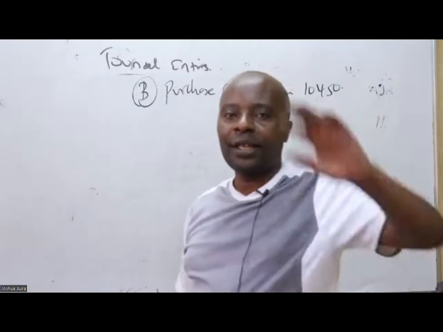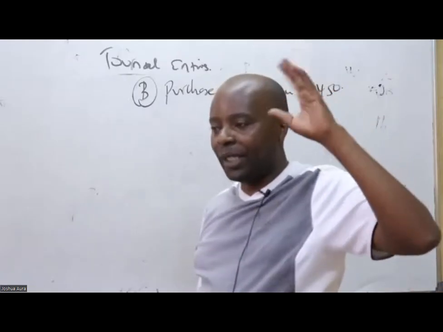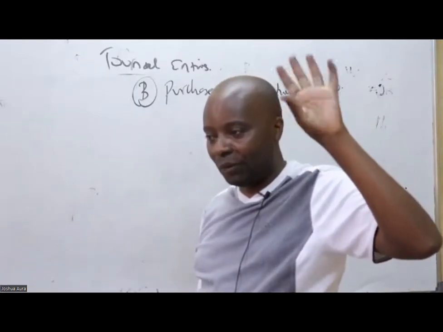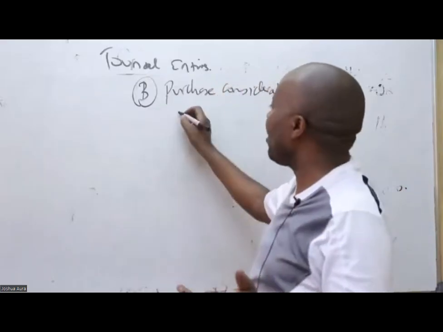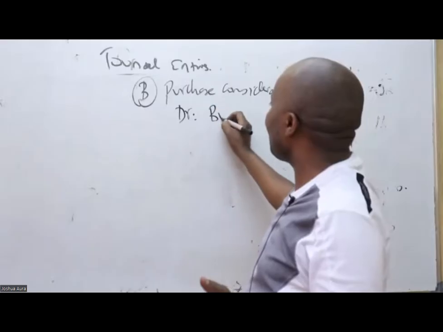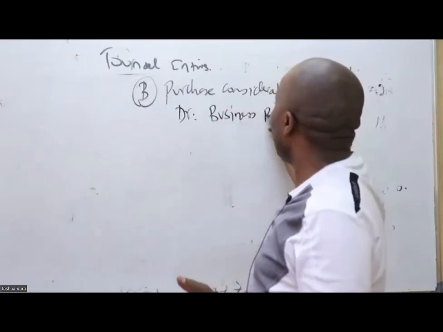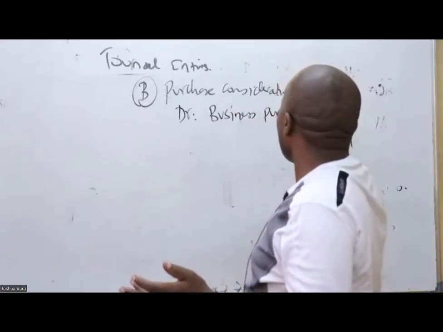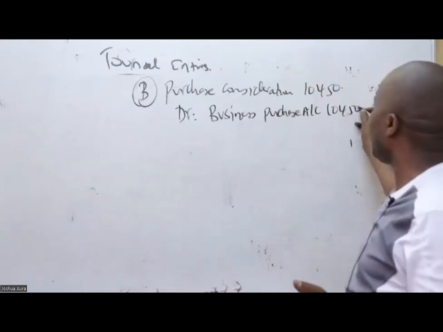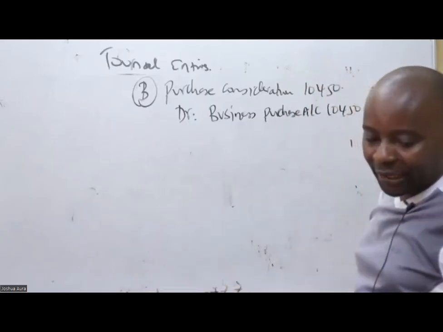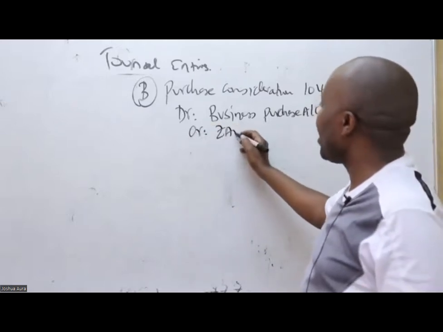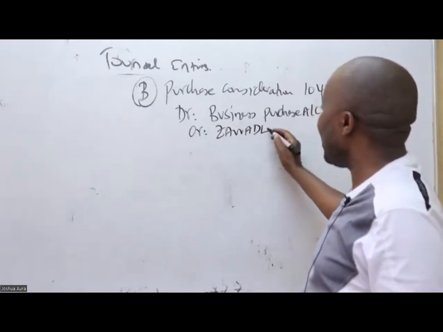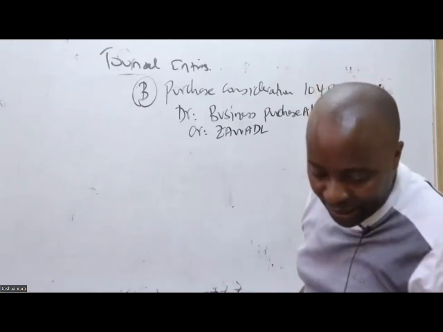Oh, yeah. Is there anybody who is able to remember this 10,450 purchase consideration? They must have forgotten it. 10,450. Thank you very much. So this one, of course, will come and debit the business purchase account with 10,450. And then you credit Zawadi.